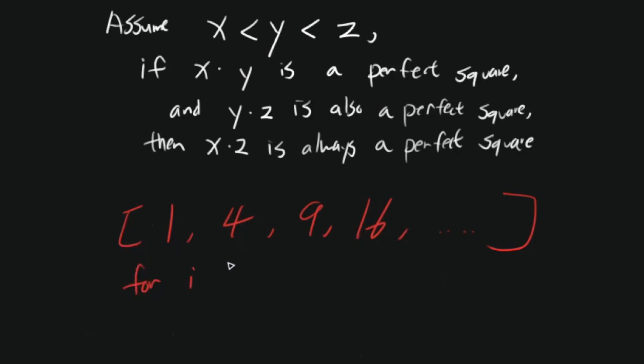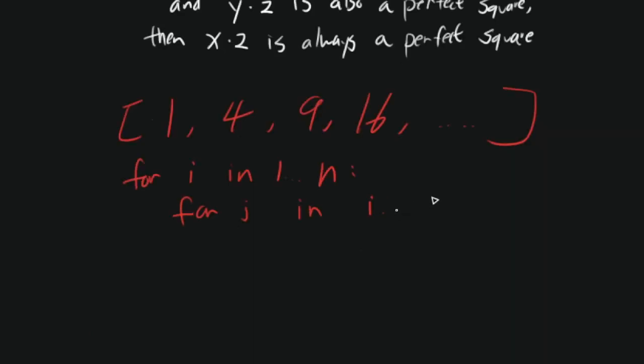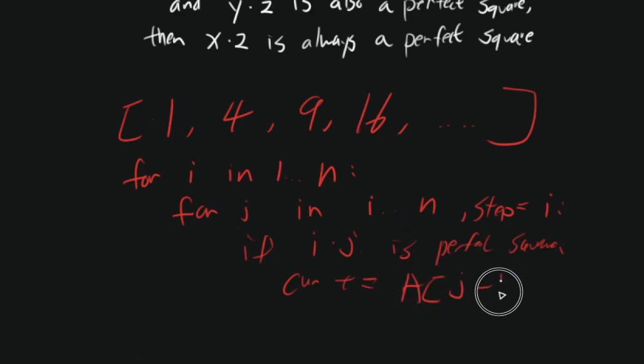Something like for i in 1 all the way to n, and for j in i all the way to n with a step equal to i, because we are trying to find a perfect square that is divisible by i squared. So it doesn't make sense to add 1. Our step will always be i, and we start from i. If i times j is a perfect square, then current plus equals array of j minus 1, because the given number will be 0 indexed, while this j and this i are 1 indexed. That's just a minor thing we have to do. Then we compare all the maximum currents and return our answer.